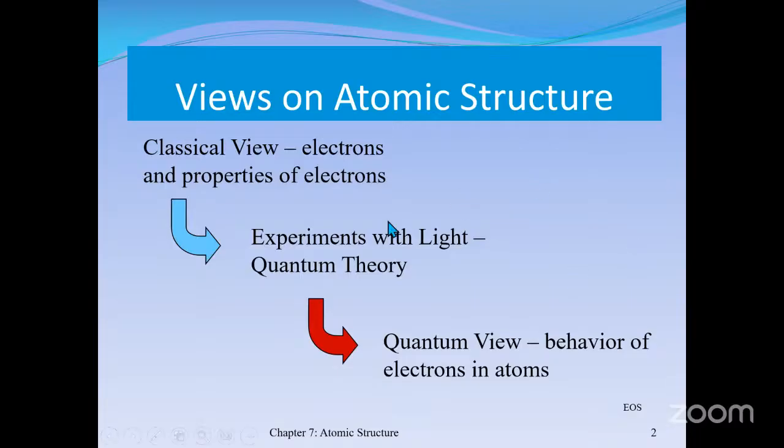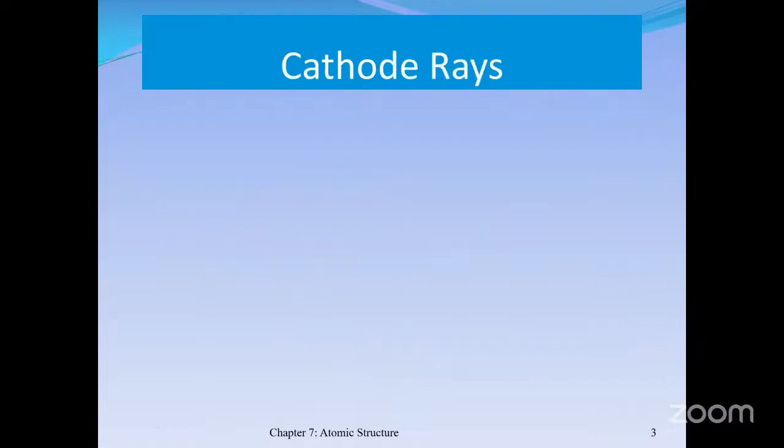And then some experiments were done with light. We're going to describe some of that shortly, which leads us to a theory known as quantum theory, which has a more accurate description and representation of how small particles like electrons behave. So that leads us to what is called the quantum view, which describes the behavior of electrons in atoms. We're going to look into that behavior not only in this chapter, but in the next chapter as well, chapter 8.